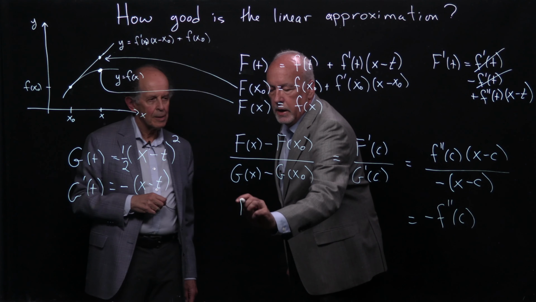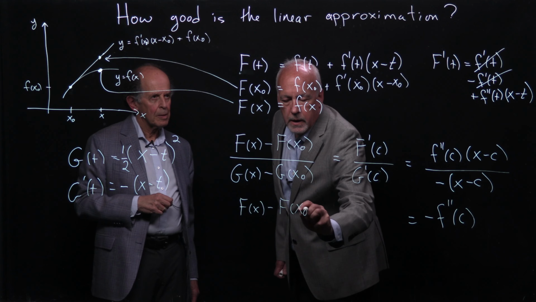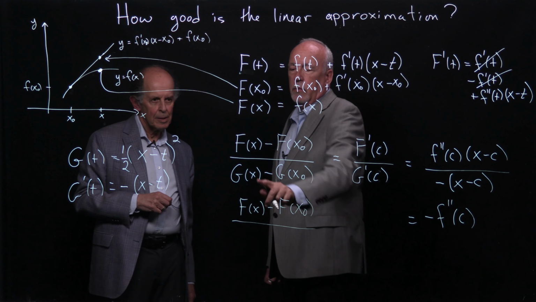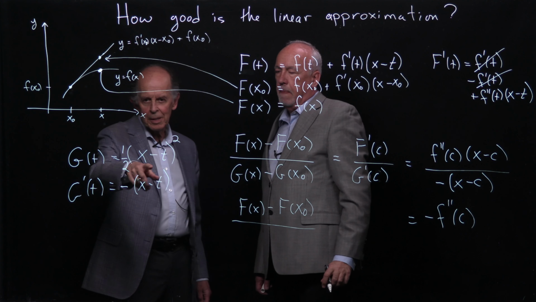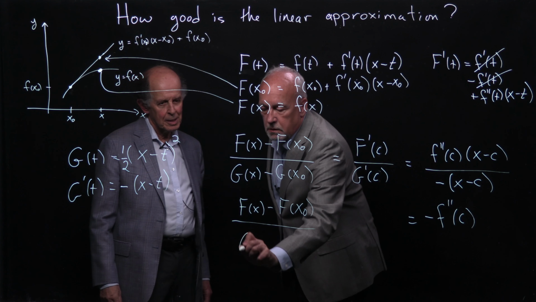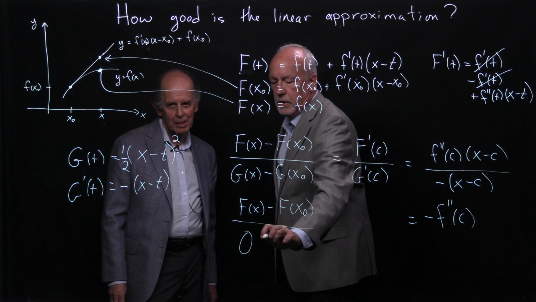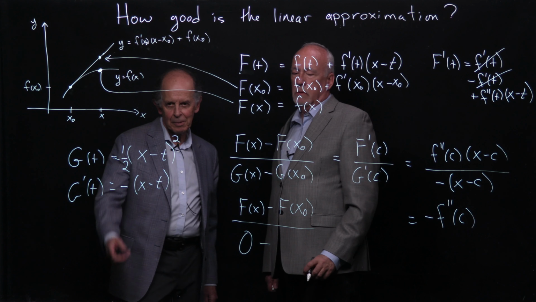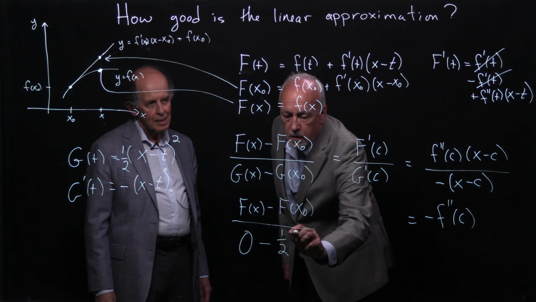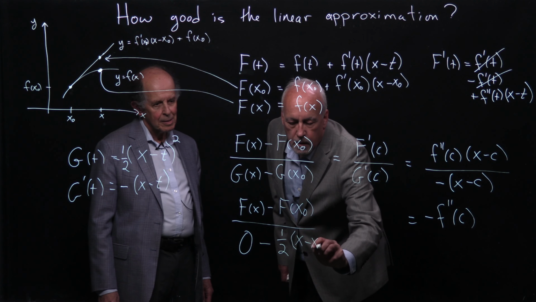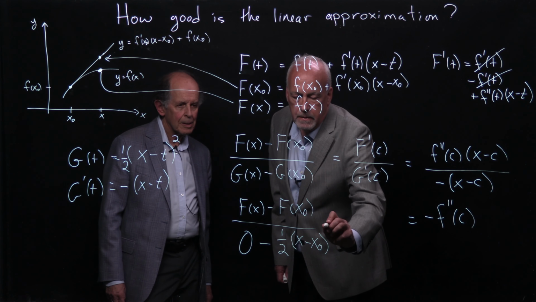Here, I have f of x minus f of x0. And now I'll ask you, Matt, if I plug in x for t, what is g of x? Well, it's going to be 0. Okay, that's good because we don't want to divide by 0, but we have another g term. How about g of x0? Well, it's right from here, 1/2 times x minus x0 squared.